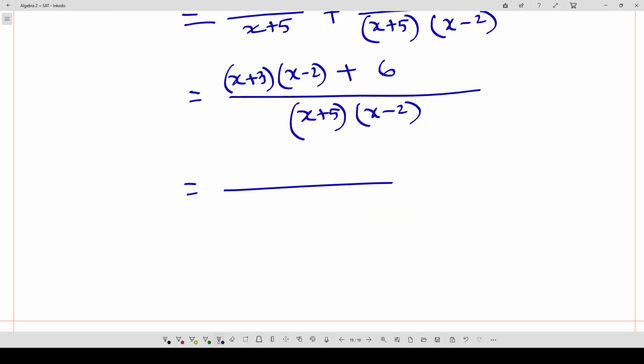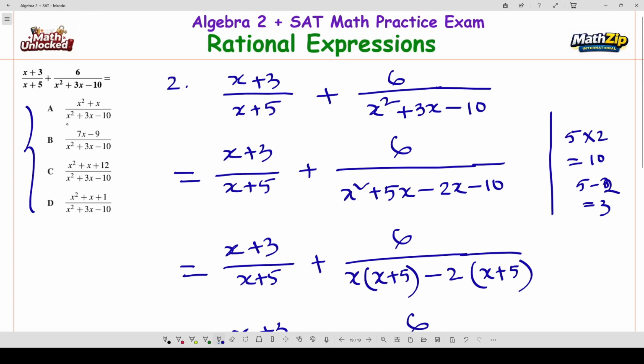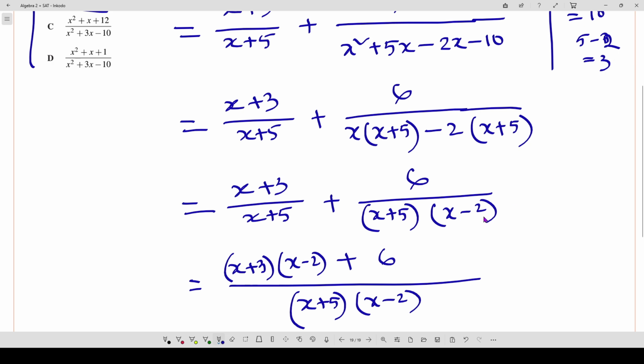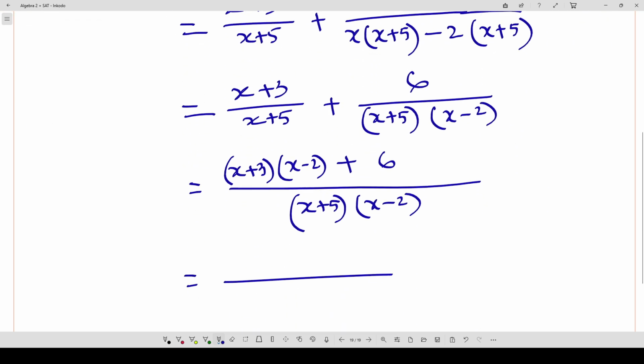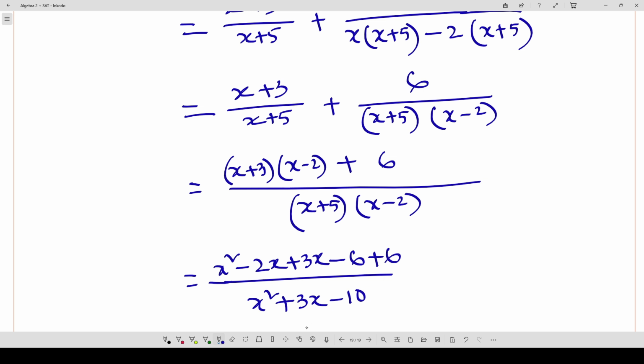Now in the denominator we need to expand. Why? Because all the options are like this. So we can easily write (x + 5)(x − 2), which is x² + 3x − 10. And in the numerator we need to expand, it means x² − 2x + 3x − 6, and here is plus 6.